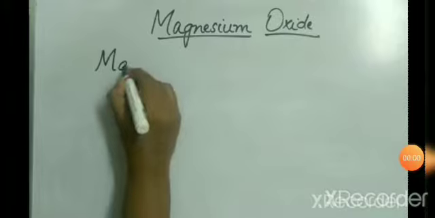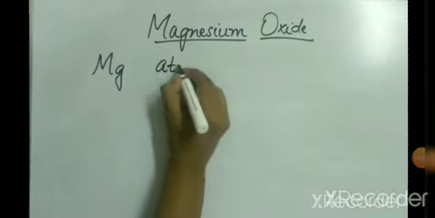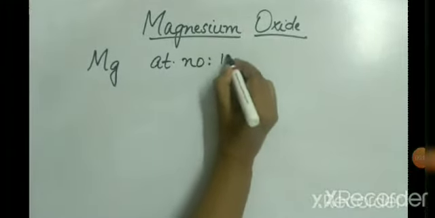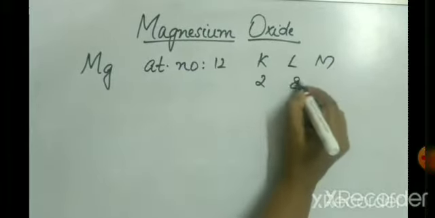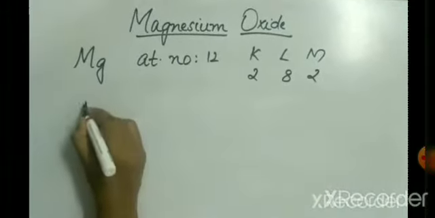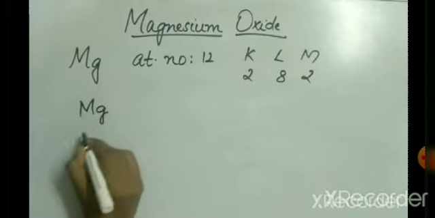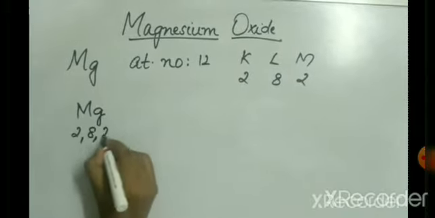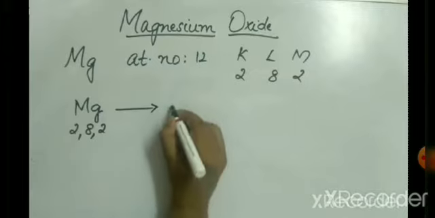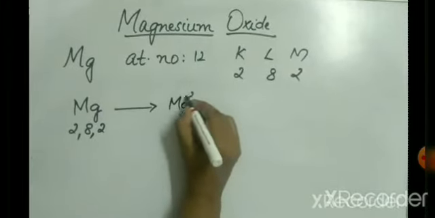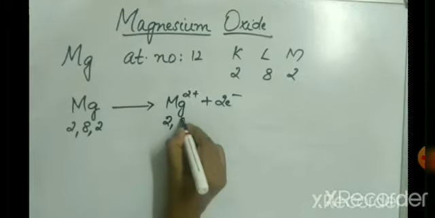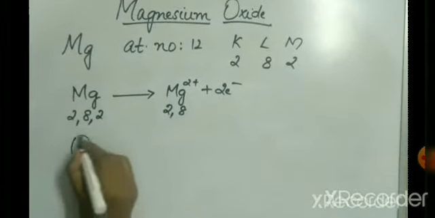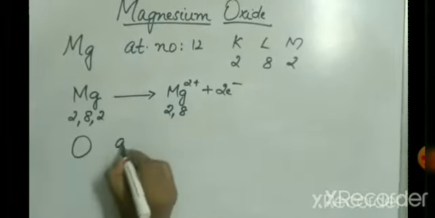Formation of magnesium oxide. Magnesium, atomic number 12. Electronic configuration K L M: 2, 8, 2. Magnesium has 2 electrons in its outermost shell. So start with magnesium atom 2, 8, 2 configuration. 2 electrons are lost by magnesium. So magnesium changes to Mg2+. 2 electrons are lost. The configuration of Mg2+ is 2, 8.